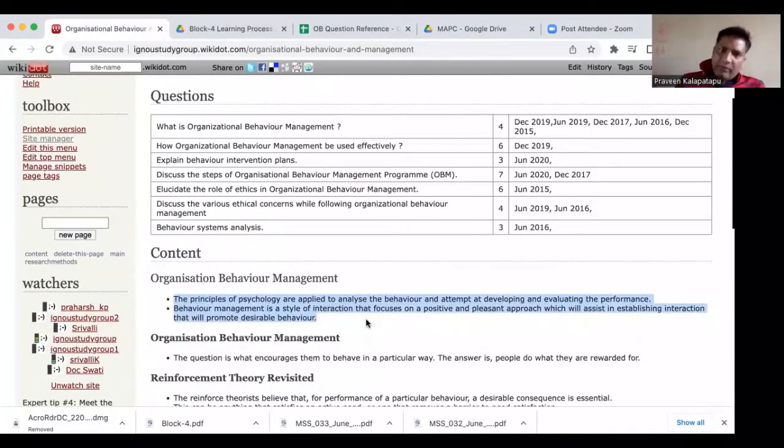To give the importance, this is the most frequent question as far as this entire unit is concerned.